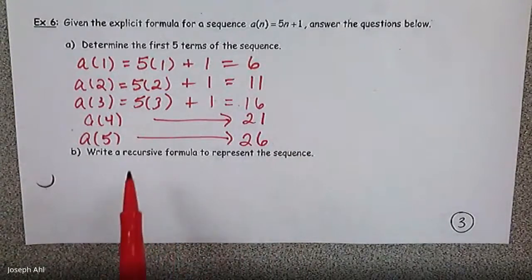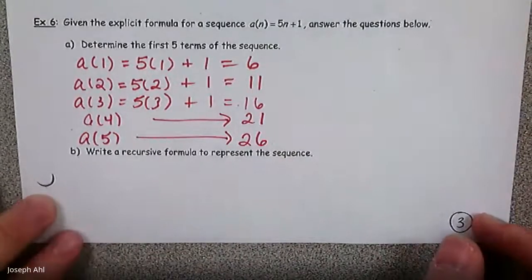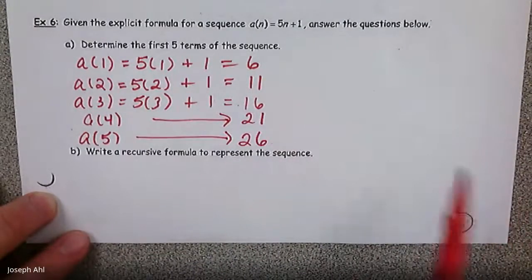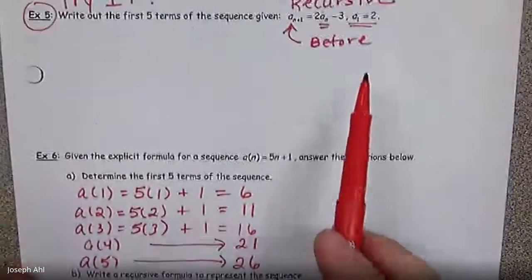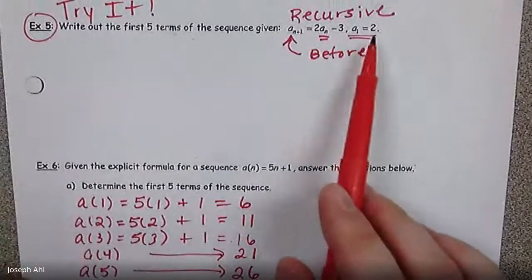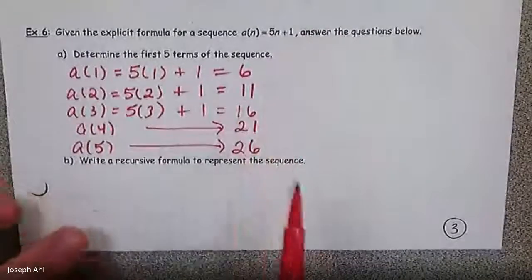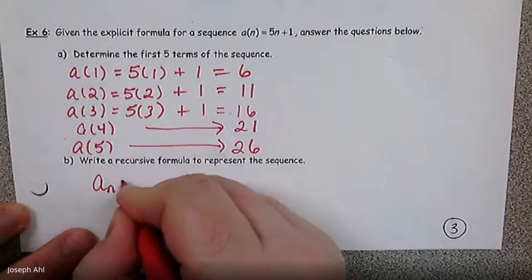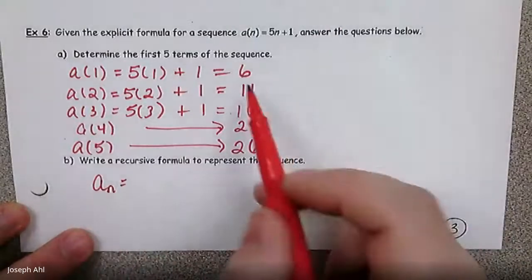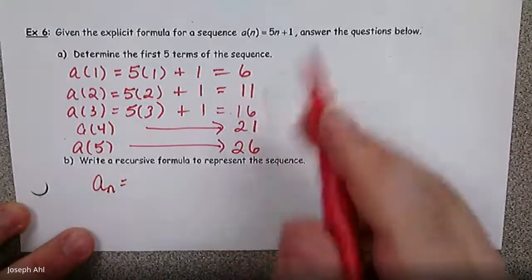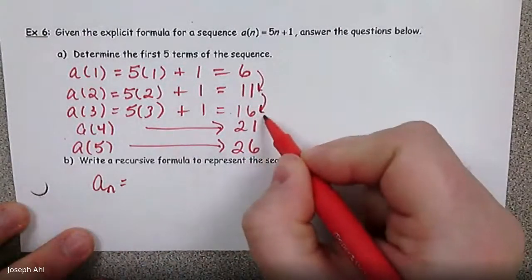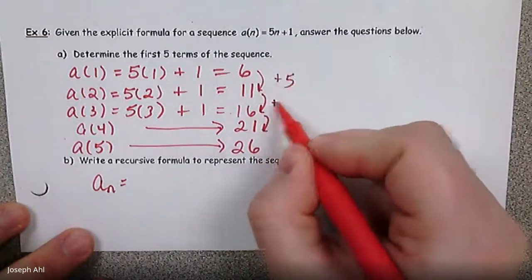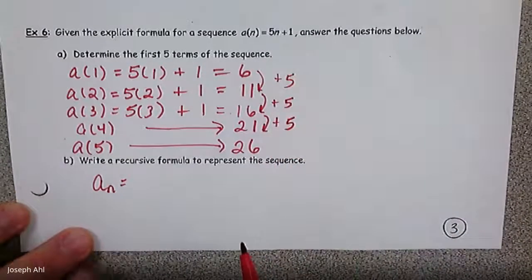But I like this last question. It says, write a recursive formula to represent the sequence. And that takes a little while to get used to. How do we write recursive formulas? Well, when I write a recursive formula, you have to know what the first term is. So the first term is, in this example, 6. But what am I doing to the first term to get to all the next terms? What I said as far as a pattern goes is that we're consistently adding 5, adding 5, adding 5.